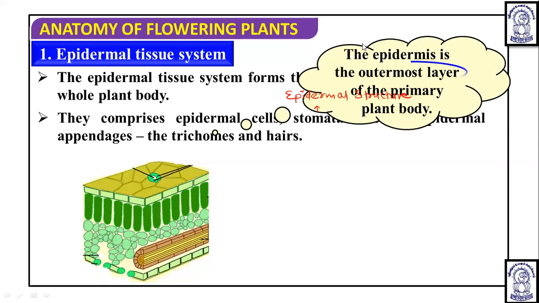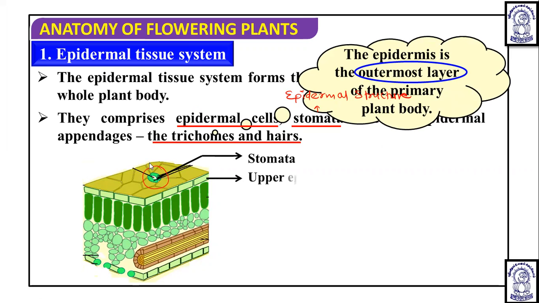And you can see here, when we talk about the outermost layer, this layer is representing the epidermis. In this epidermis, you will find this structure which is known as stomata. Then you will see the upper epidermis and lower epidermis. There is a cuticle which is present on the outer side of the epidermis. Thus, all structures are associated with this.